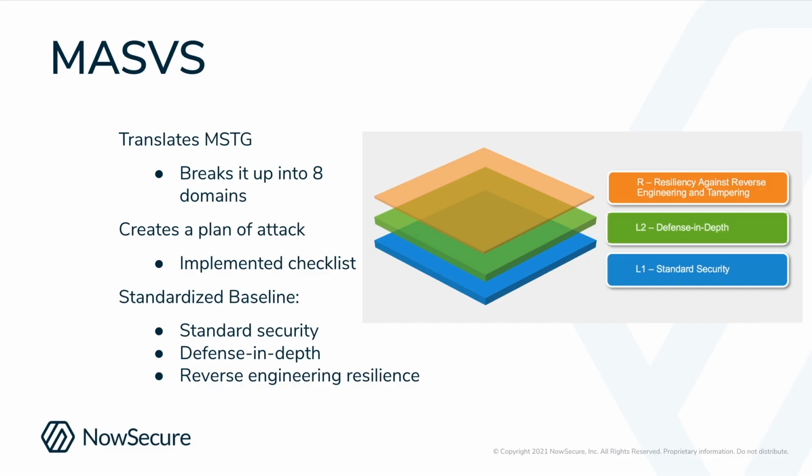So let's dig in a little bit on MASVS. What MASVS does is it translates that MSTG guide, that mobile security testing guide. So we have all these lists of checks and all these tests we want to do, and we have a cookbook, and we want to make sure we have full coverage. And the best way to do that is to break it up into domains, and that's what MASVS does. It implements a checklist, sort of, and not only that, it breaks things up into whether something is high priority, or if it's defense in depth, or if it's a reverse engineering resilience requirement. And we're going to talk about each of those three things in just a moment.